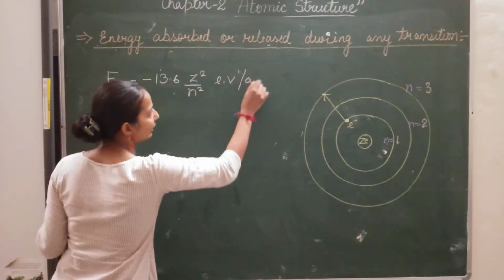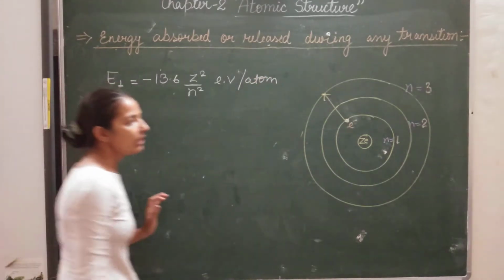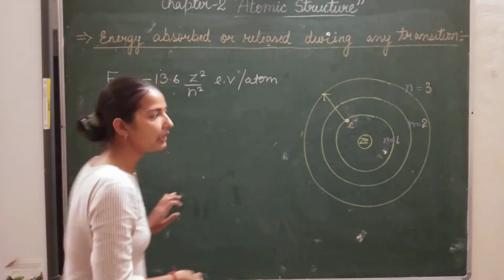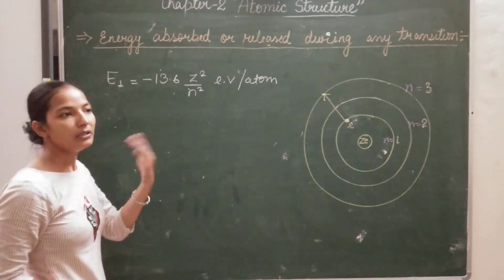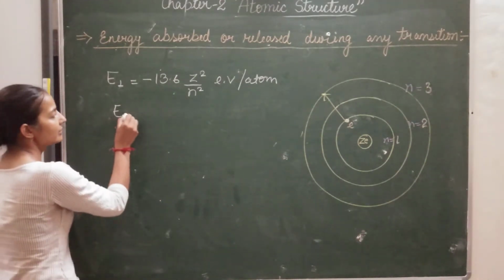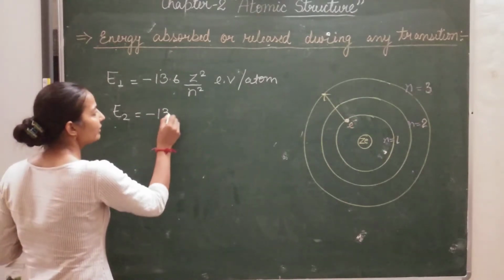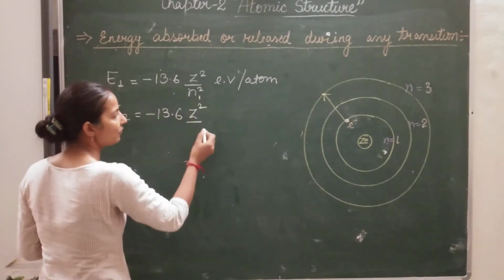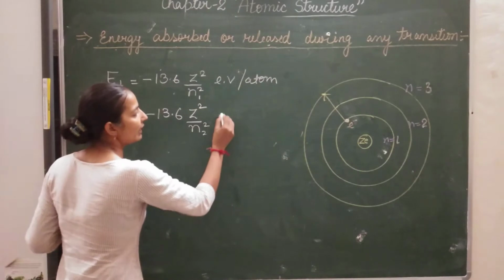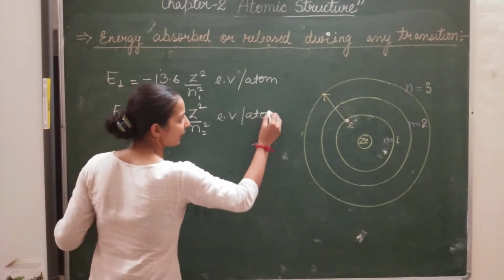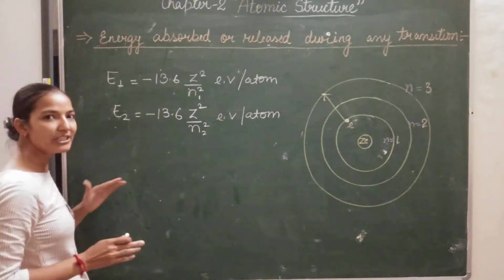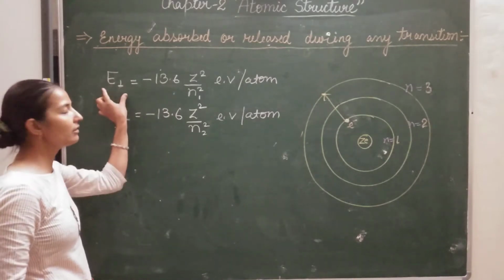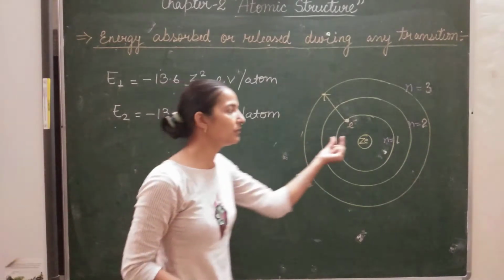electron volt per atom. Now if it gets excited from N equals 1 to any other stationary state, let's consider its energy there is E2, equal to minus 13.6 Z square upon N2 square. Let's consider it is N1 and this is N2 square, electron volt per atom. Now how much energy has it absorbed? This is the energy of some other stationary state, and this is the energy of the stationary state in which the electron is present.